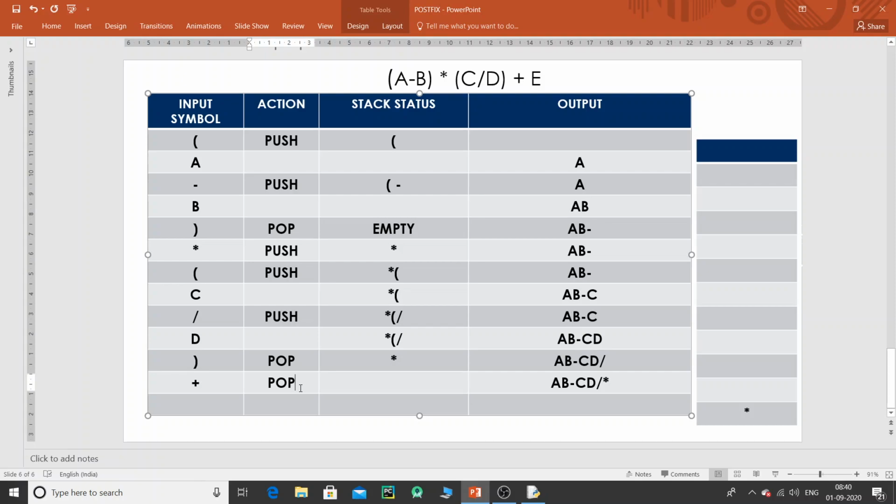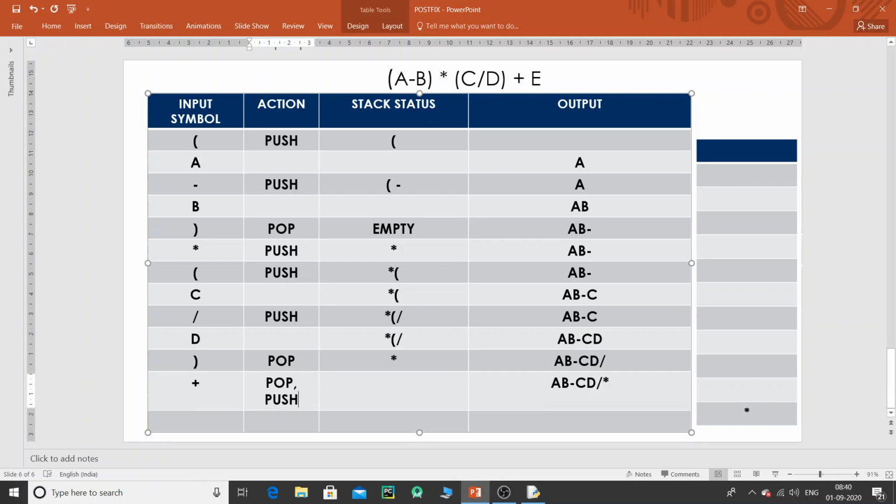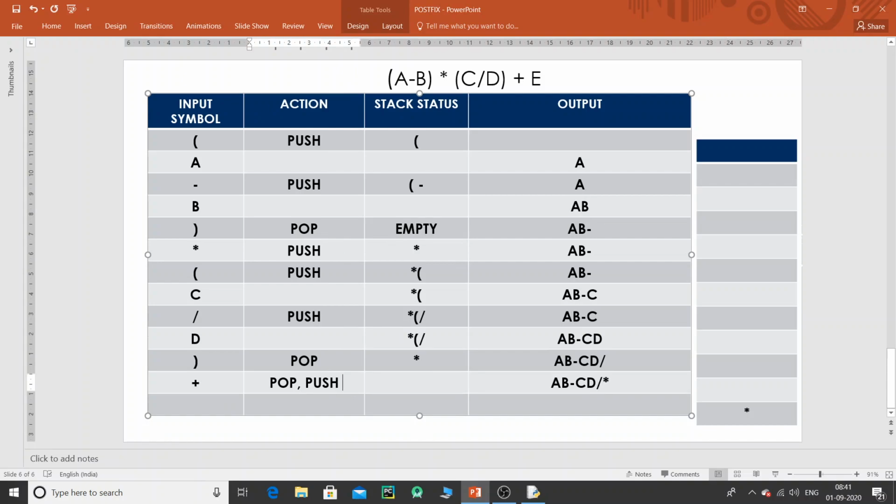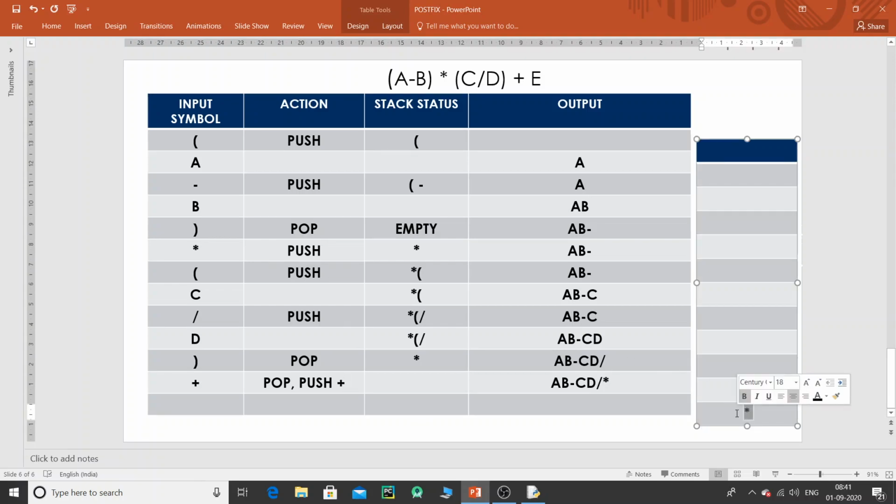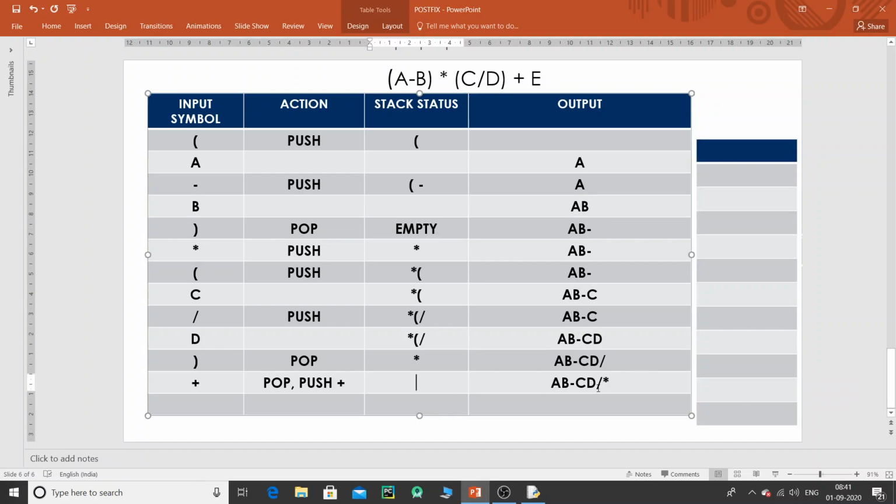So I'm going to pop and then push the plus operator. So what is going to happen over here, that I'm going to pop first, so this will be removed and we're going to write that, so this is going to be empty. So that multiplication operator will be removed from the stack and goes to the output expression, and then I'm going to push the plus operator.